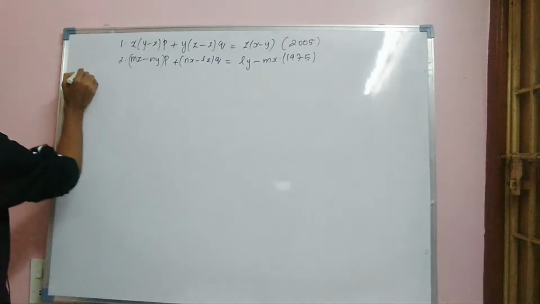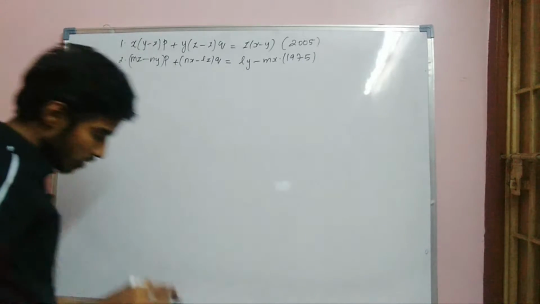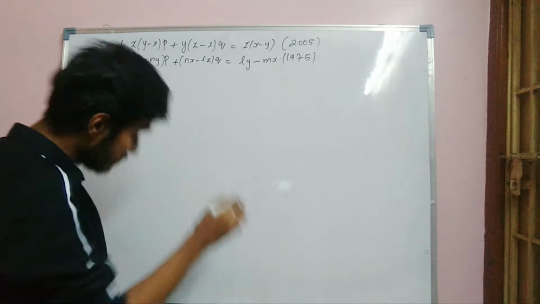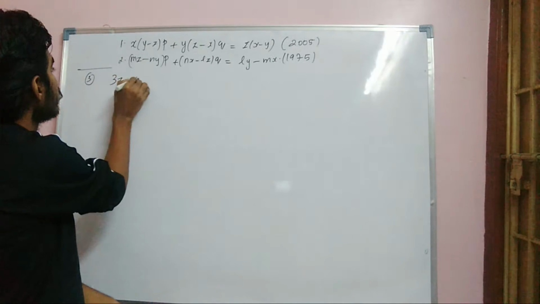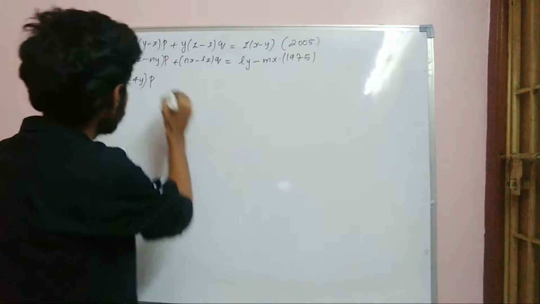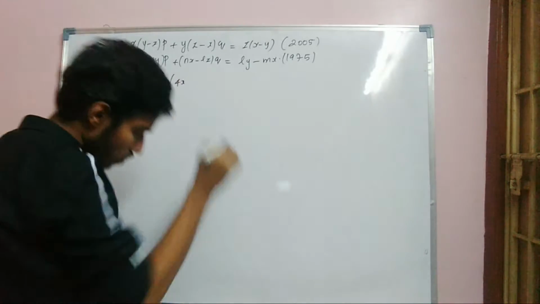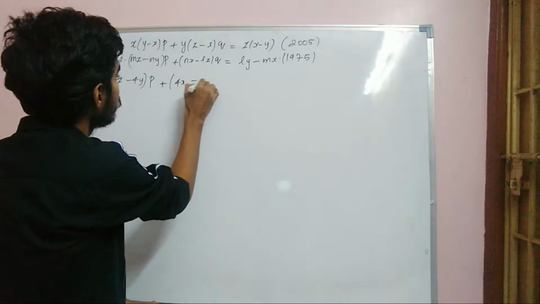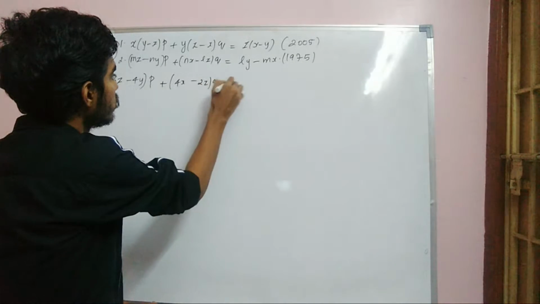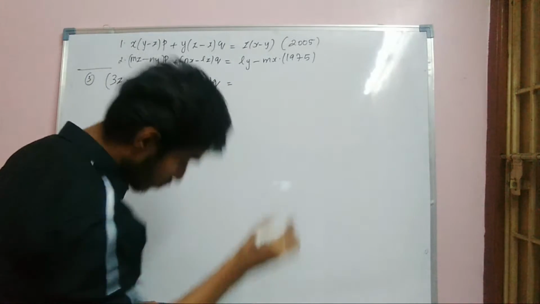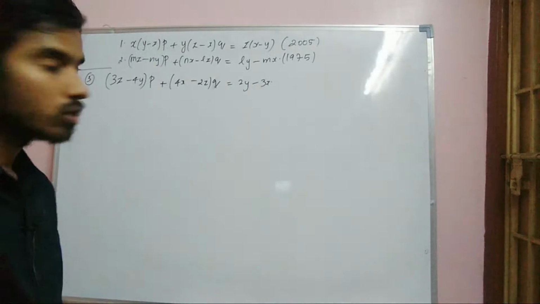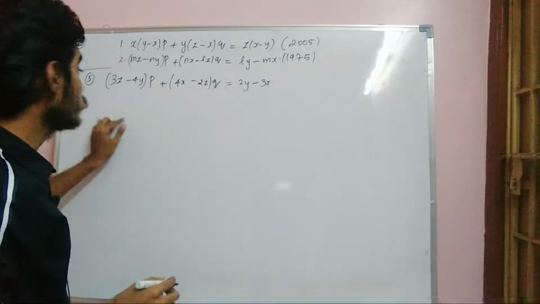The third problem is (3z minus 4y) into p plus (4x minus 2z) into q is equal to 2y minus 3x. We are going to solve this using the Lagrange multiplier.